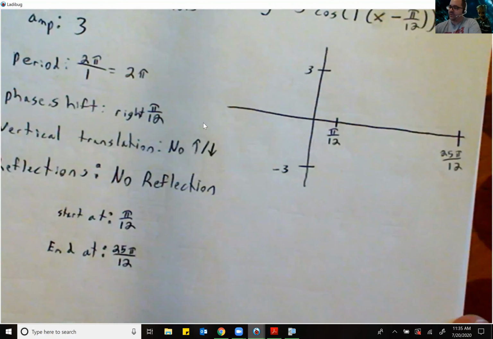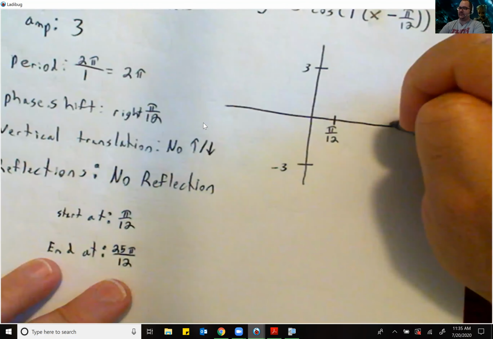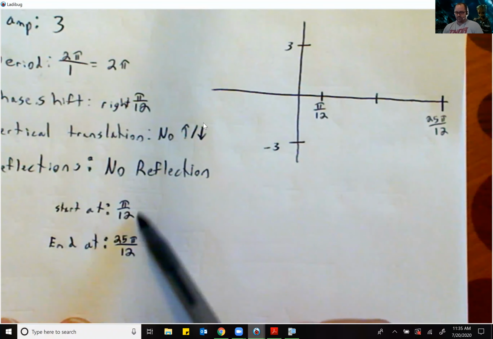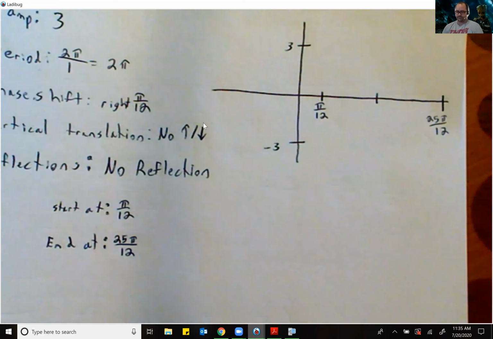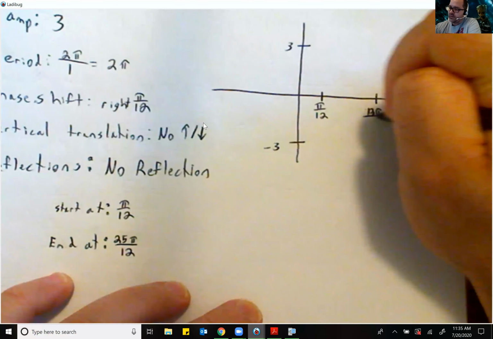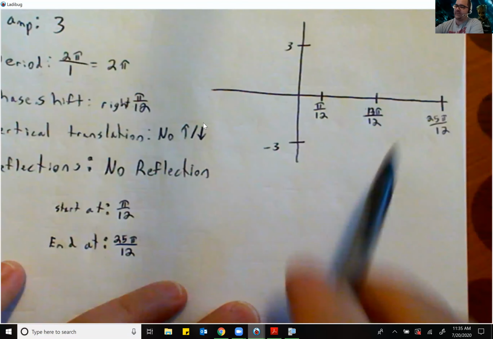Okay? So the first one is I'm going to find the direct middle between these two. All I do is add these two numbers and divide by 2. So I'm going to take pi over 12 and add it with 25 over 12. I'm ignoring the pi because I know I'm just going to put pi in the answer in the end. Divide that answer by 2, and I end up at 13 pi over 12. And now I'm going to find the midpoints between these two.